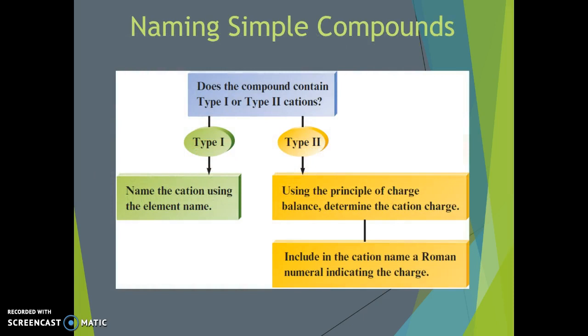This flow chart can be used when you're naming type 1 or type 2 ionic compounds. Again, if the compound contains a cation that does not have multiple charges, then you just name the cation. However, if it is a transition metal or tin or lead, we must use the principle of charge to determine the charge on the cation and indicate it with a Roman numeral.